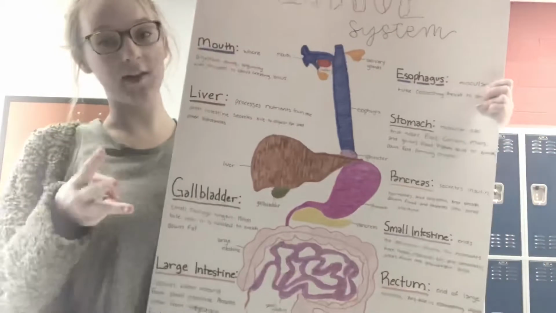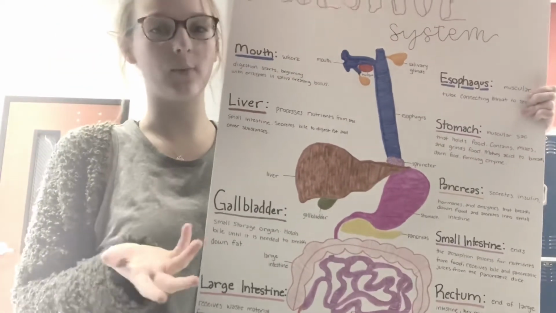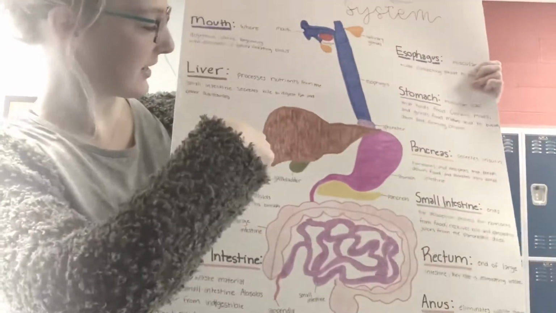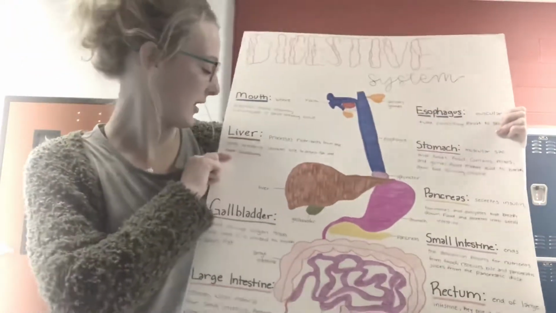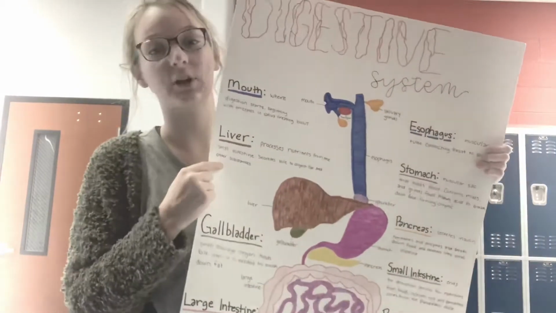There are 3 other organs in the digestive system that the food doesn't really go through, but it helps digest the food. So the first one is the liver. And the liver processes nutrients from the small intestine, and then it secretes bile to digest your fats and other things that your stomach can't.